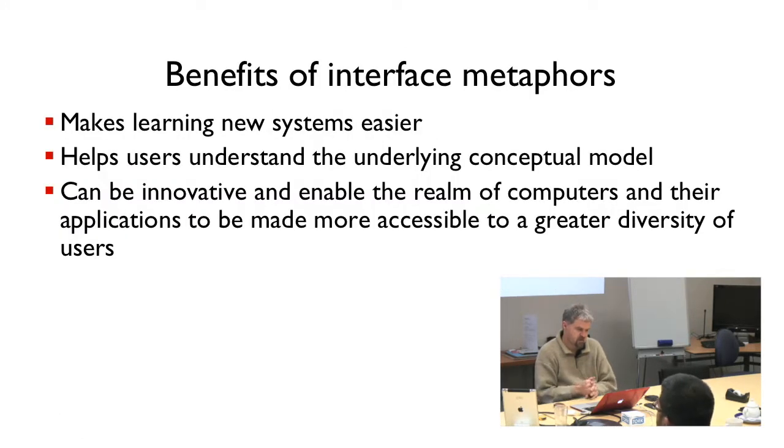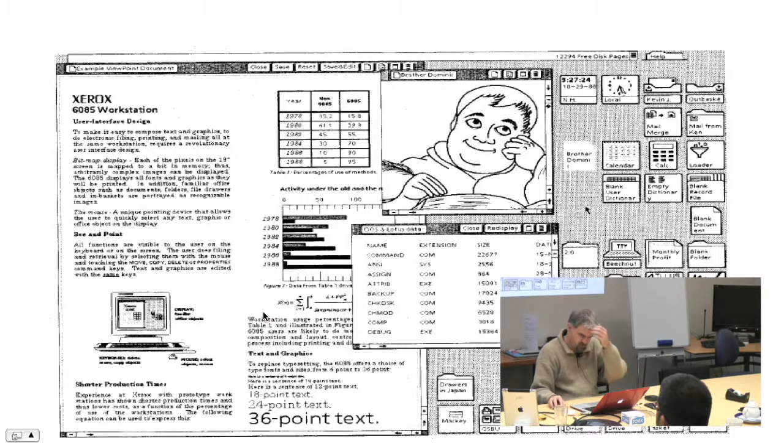So the benefits of having a good interface metaphor is it makes learning new systems very, very easy, and it helps people understand your underlying conceptual model. In this case, the metaphor is a desktop, so as a designer, if you want to design new tools, say you want to add a calculator to this, then probably you want to make it look like a desktop calculator. Or they added the clock, so you've got a clock here that looks like a desktop clock.